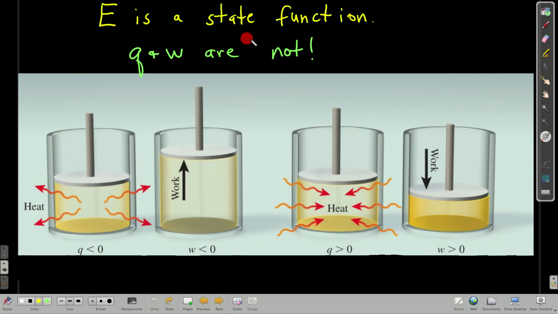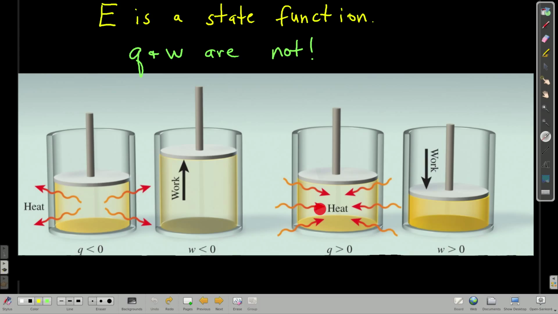Now, remember state functions? Internal energy is one of those, but the ways energy can be transferred into or out of a system are not. Q and W are not state functions. Now, delta E equals Q plus W. So if we look at this system, if it's losing energy, if it's releasing heat, then Q is negative, and if at the same time it's expanding, then W is also negative, and we get a negative change in internal energy.